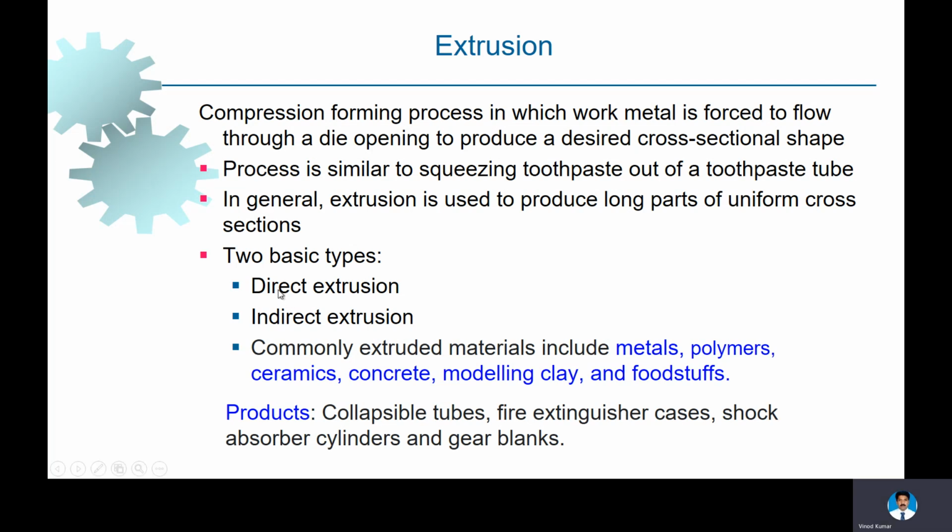So we have two types of extrusion processes. They are direct extrusion and indirect extrusion. And commonly extruded materials include metals. We can extrude metals, polymers, ceramics, concrete, and even foodstuffs. Normally we produce tubes and rods. It's most widely used in industries, for fire extinguisher cases, shock absorber cylinders, and gear blanks. These are some of the products which can be produced by the extrusion process.